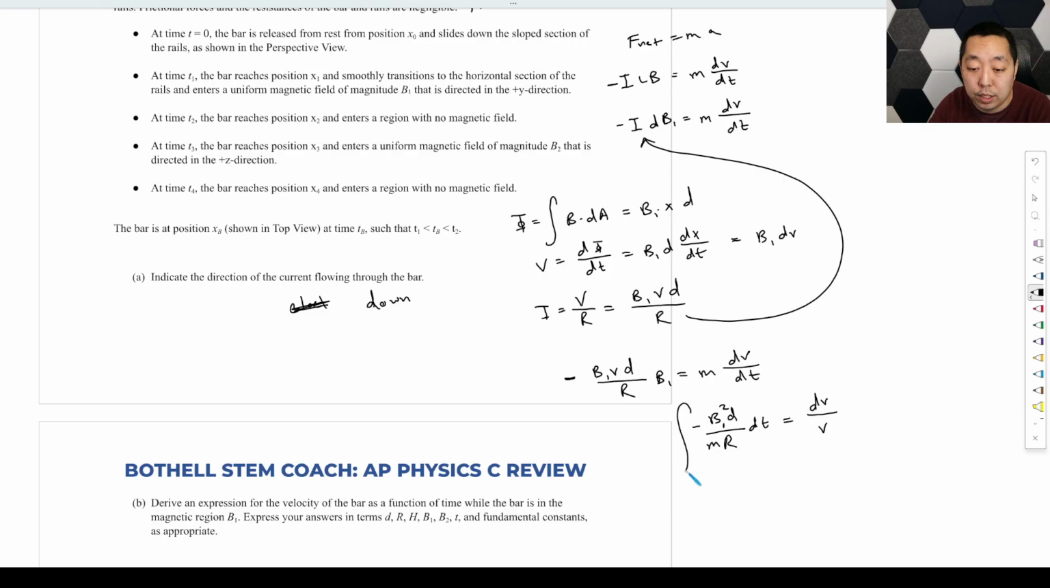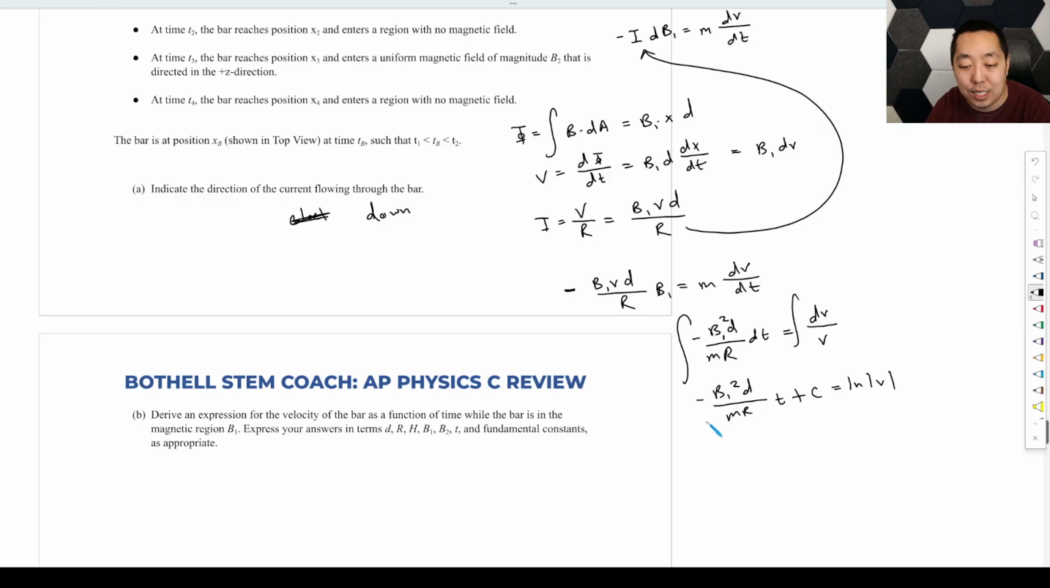And then we'll integrate both sides. These are all constants, so it's negative B1 squared D over MR t plus C is equal to the natural log absolute value of V. We've done a lot of these differential equations. Hopefully you could just put e as the base, and you'll get V is going to be C e to the negative B1 squared D over MR t.